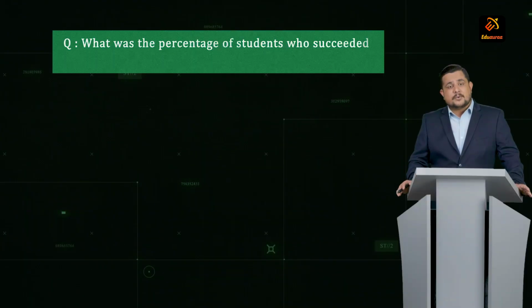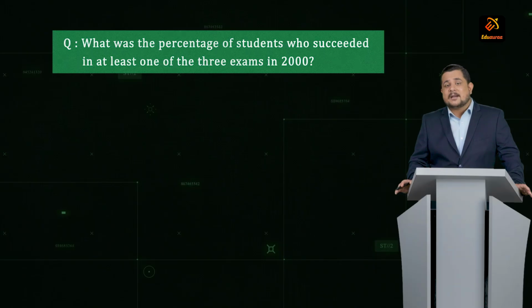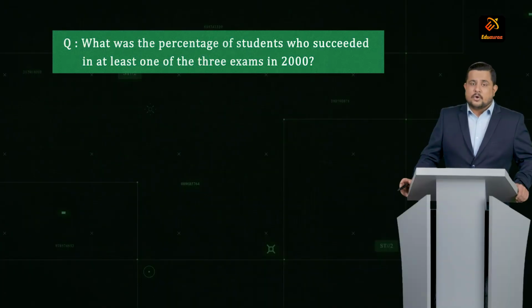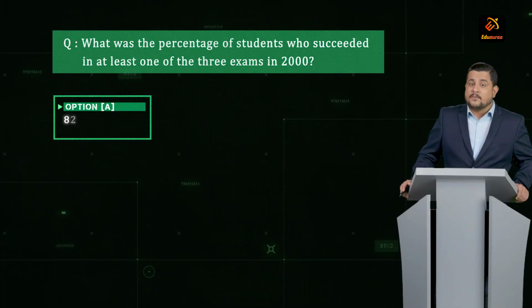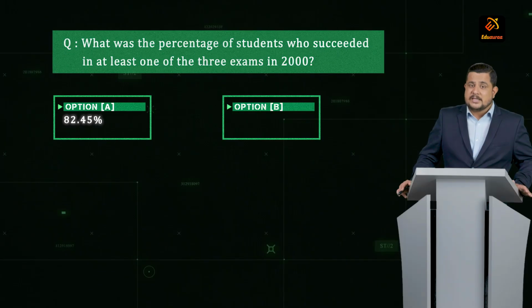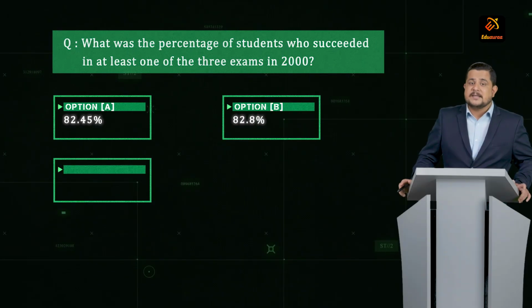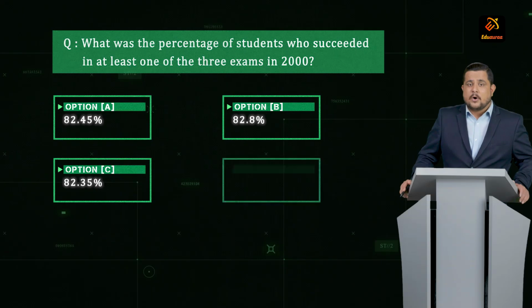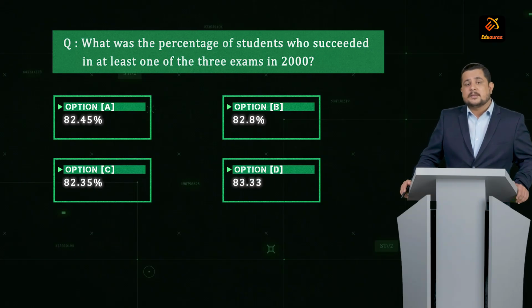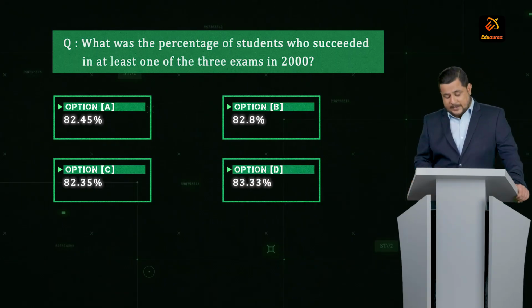Now the second question is based on the same information, the same graph. What was the percent of students who succeeded in at least one of the 3 exams in 2000? Your options are option A 82.45%, option B 82.8%, option C 82.35%, option D 83.33%. Okay. So now what is given to us?